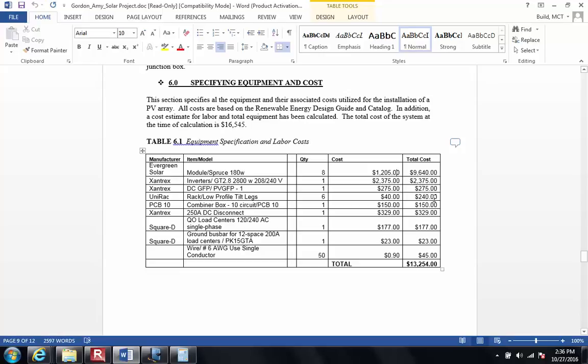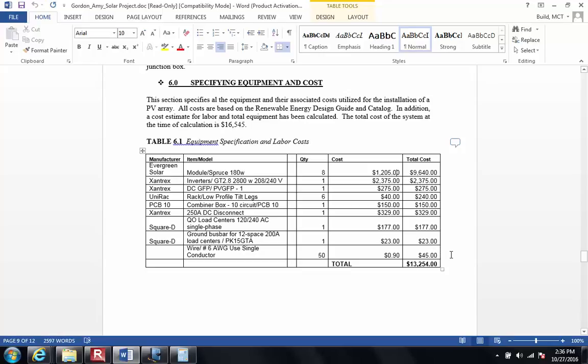Unirack's pretty standard mounting system. Although in your project I just gave you a fixed rate of it's going to cost you $1,000 for racking and wiring, so don't worry about it. But they actually went through that. Combiner box $150. DC disconnect $329. Load center single phase was $177. Bus bars $23. Wires $45.